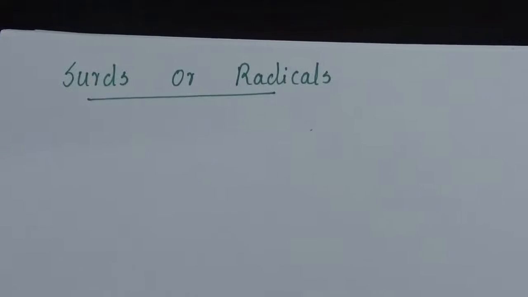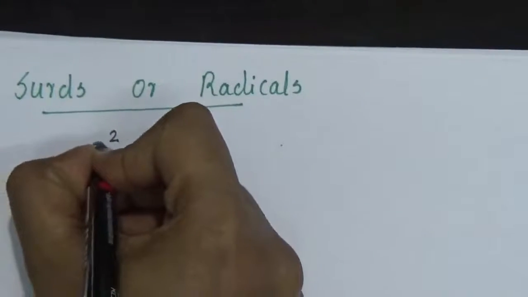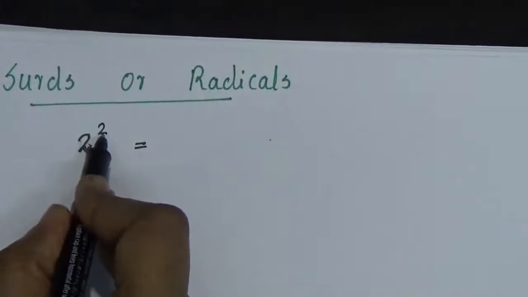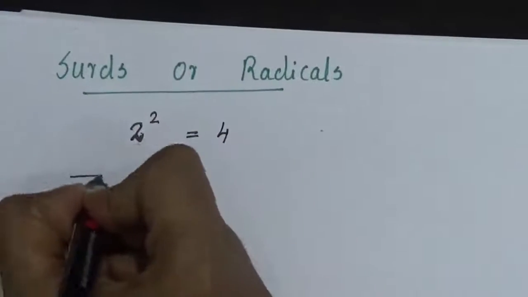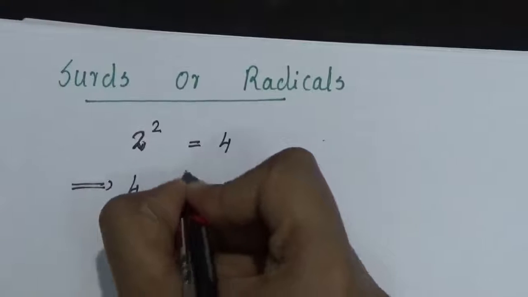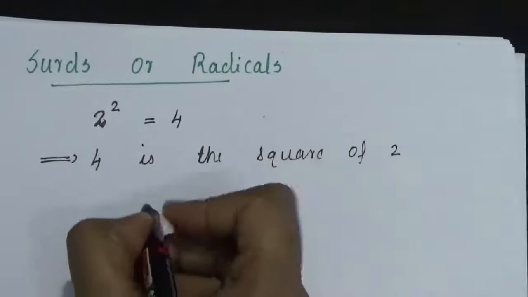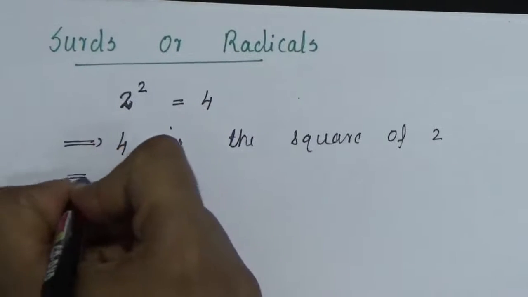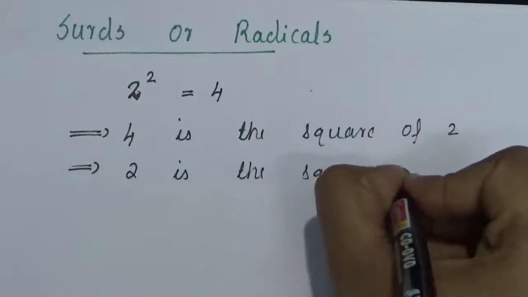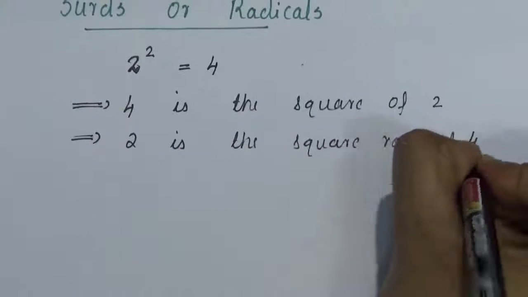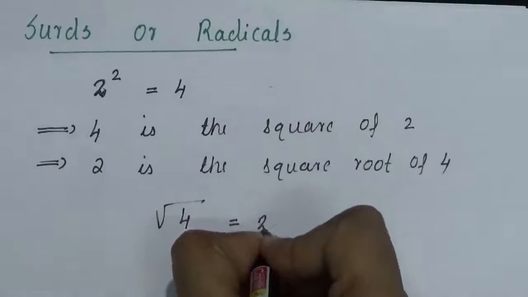Surds or radicals. Okay, so we know that 2 square. What is 2 square? 2 square means multiplying 2 two times, isn't it? So 2 square means 2 into 2, so we get 4. So we can say that this 4 is the square of 2. Am I right? So you can say this 2 is the square root of 4. 2 is the square root of 4. That is, we can write that square root of 4 is equal to 2.